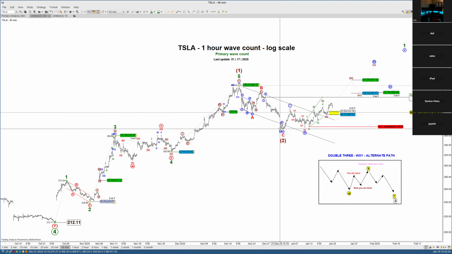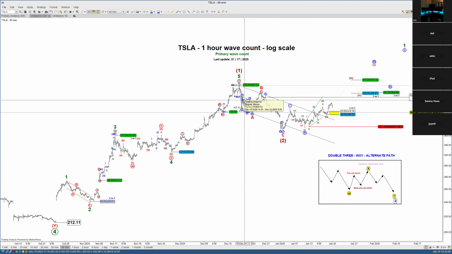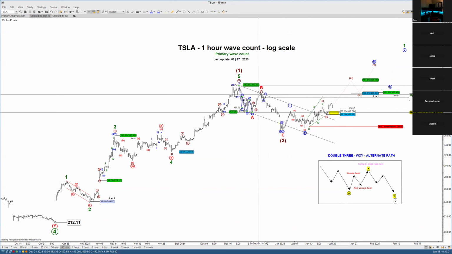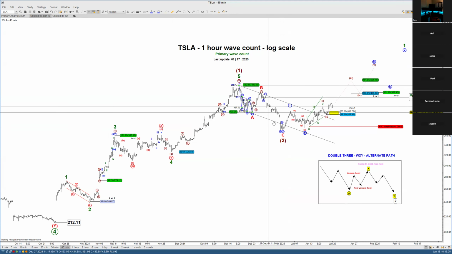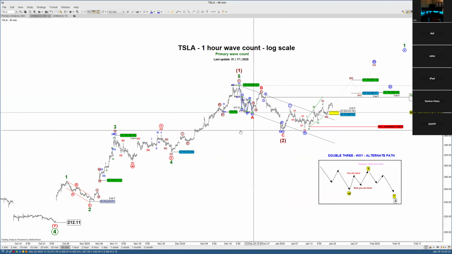So we have that. Now we can see, okay, I can count this thing as a diagonal in A, three up in B, and I'm sorry, five down in C. So this is called a zigzag. You got five down, three up, five down. That's a simple zigzag ABC pattern.